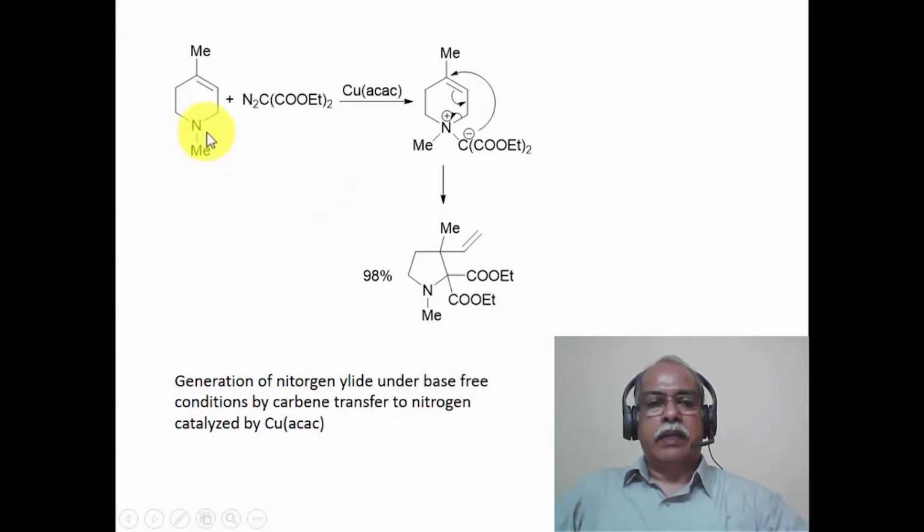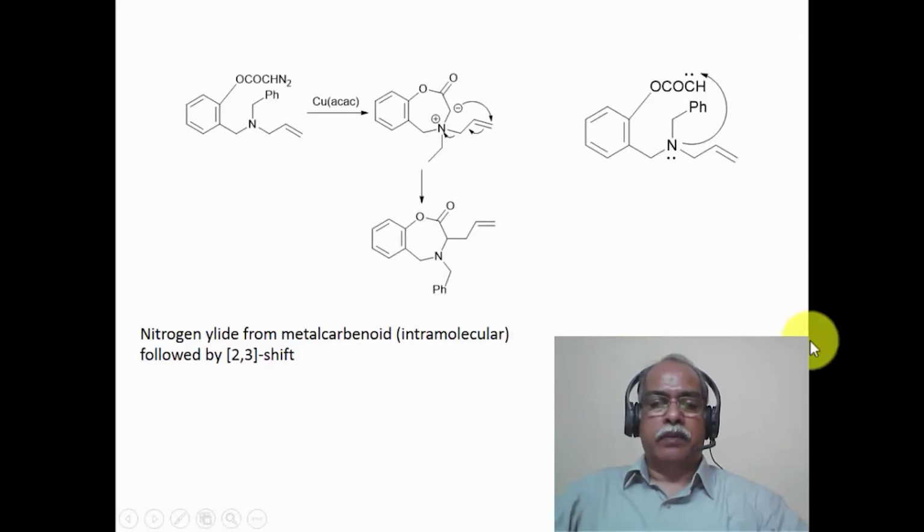If the same reaction is carried out in the absence of any base, in other words, if the ylide can be generated under base-free conditions by a carbene transfer reaction, here the diazo ester is transferring the carbene to the copper, and copper in turn transfers the carbene onto the nitrogen, resulting in the formation of a nitrogen ylide. Now this nitrogen ylide is formed in the absence of any base, so there is no problem of Hoffman elimination reaction taking place. Only a 2,3 sigmatropic rearrangement takes place to produce the product in very high yield of about 98% or so. So that is the advantage of generating the nitrogen ylide without the presence of a base.